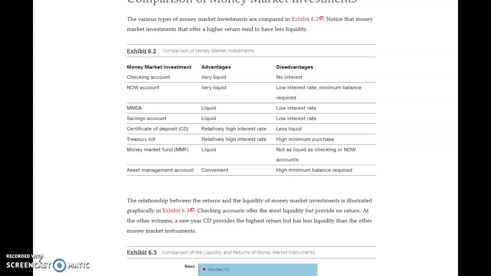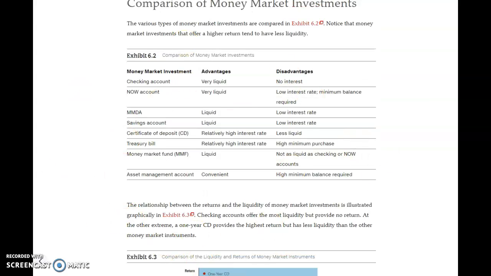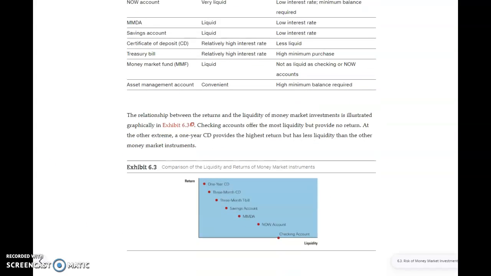This is just a comparison of advantages and disadvantages of all those accounts that were listed in the beginning of this section. So you might want to look at that in case any of these come up on the quiz or the homework. Maybe take a picture so you have it handy.